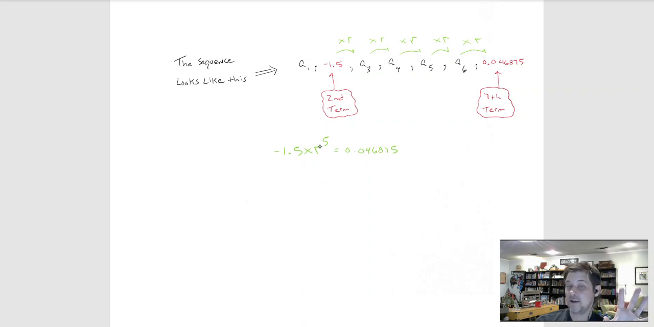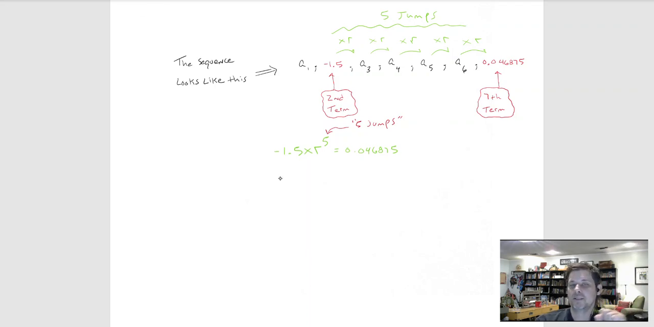That will allow me to find out what r is, this number you multiply any term by to get the next one. So you see how when I mapped it out, the sequence looks like you're making 5 jumps, right? And that's what this exponent is. To get from this term to that term, there are 5 jumps of multiplication. Because they're jumps of multiplication, that is an exponent. This says you take negative 1.5 and you multiply by r 5 times, and you get this other number.